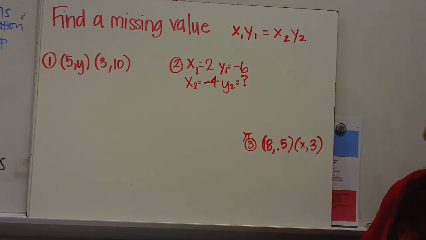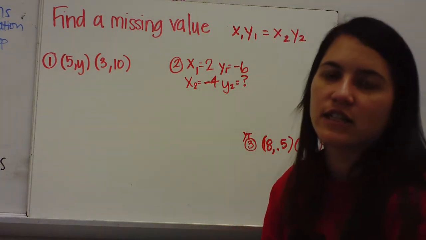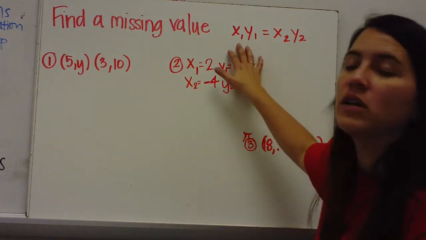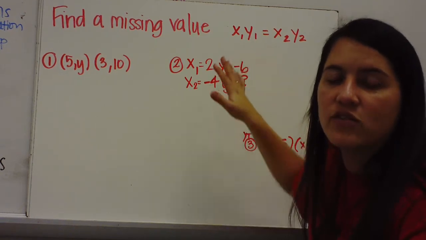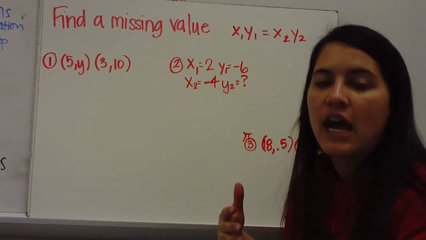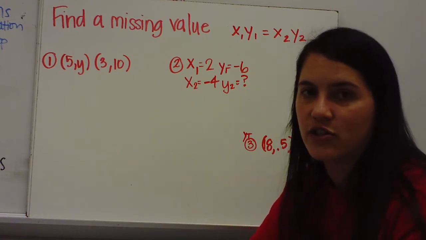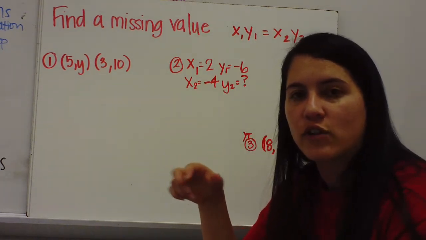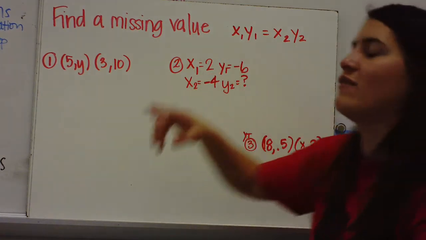To find a missing value in an inverse variation, you're going to use what's called the product rule. The product rule in an inverse variation states that if you have 2 ordered pairs, then the product of x1 and y1 is going to equal the product of x2 times y2. That works because k is a constant for every single point on that inverse variation. No matter what point you have, if you multiply the x-coordinate times the y-coordinate, you're always going to get the constant k. Therefore, you set them equal to each other and we can find the missing value.